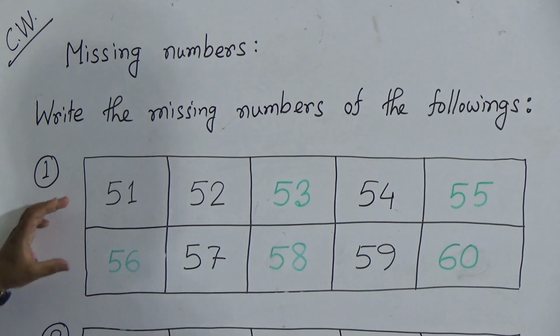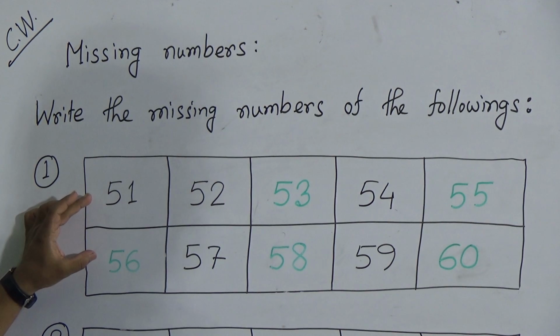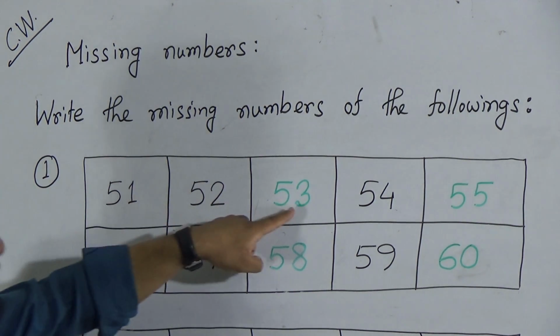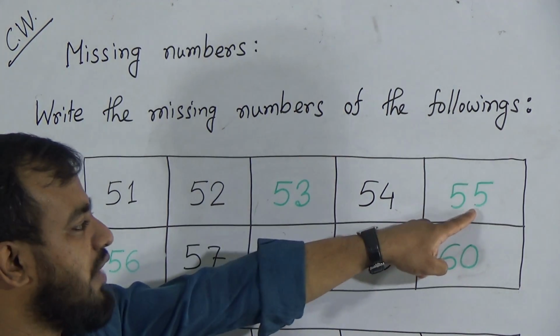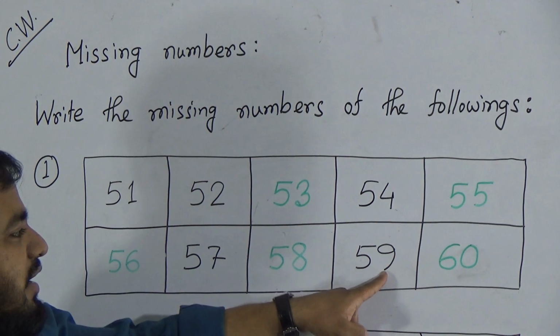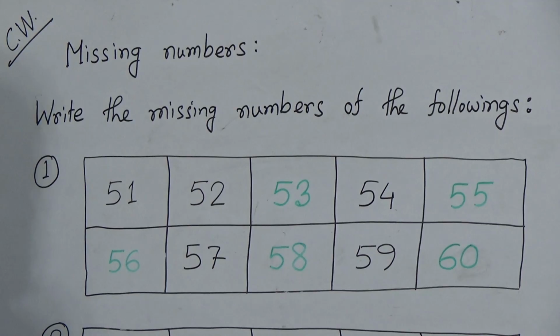Now read out this one. You should read it out yourself for the revision. Okay, is there a mistake or not? 51, 52, 53, 54, 55, 56, 57, 58, 59, and 60. So what we wrote is correct. Our gaps are correct now.